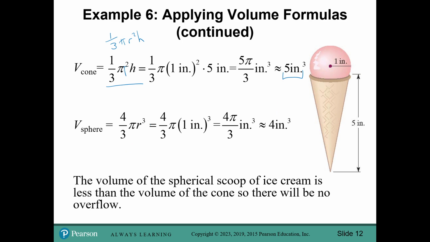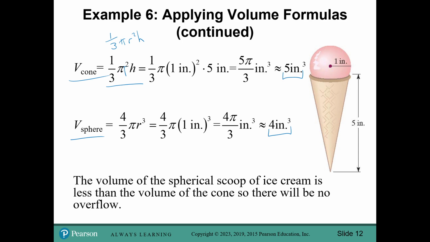Now let's look at the volume of the sphere. The sphere formula, 4/3 pi R cubed. Okay, so 4/3 pi, R here is 1. So 1 cubed is just 1. So we're really just looking at 4 pi over 3 inches cubed. So we're really looking at 4 inches cubed approximately. So the volume of the sphere is less than the volume of the cone. Okay, the volume of the sphere is less than the volume of the cone. Therefore, if the sphere melts, then the ice cream will not overflow.